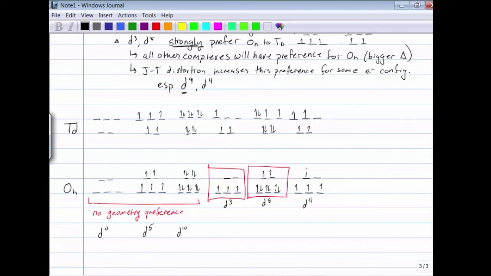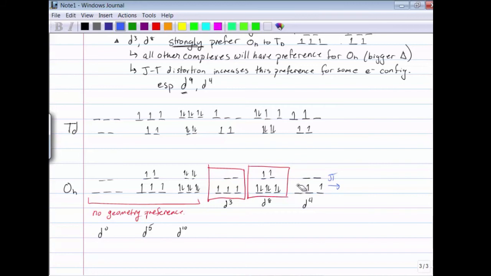So if I put d4 like this, notice here I drew the high spin case. In the low spin case, you would still have the same situation where you have more electrons in the lower energy set for d4. And so the preferred geometry for d4, if you compare these two, is octahedron. But d4 will go through Jahn-Teller distortion because the degenerate orbitals have different electron configurations.